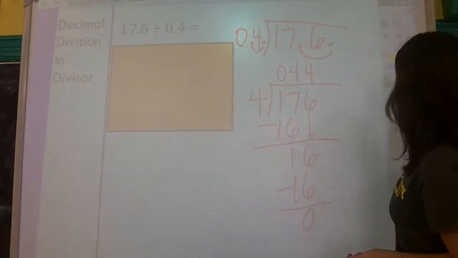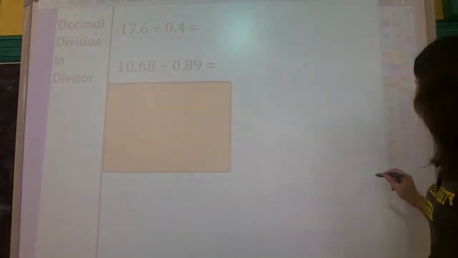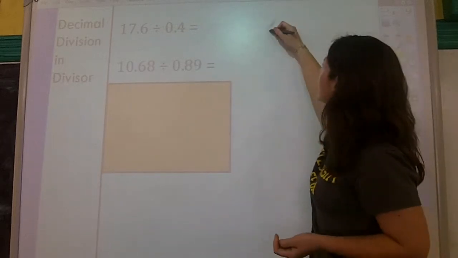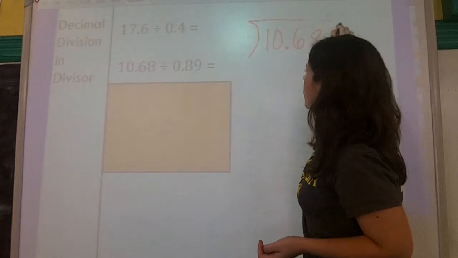Let's do another one. All right. Oh, good. We're counting by 89. No 38, but it's 89. First number goes inside. Second number goes outside.